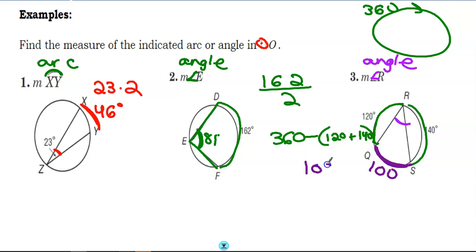So what's 100 divided by 2? So angle R is 50. So again, are you trying to find the arc? That's double the angle. If you already have the arc, divide it by 2. So are you timesing by 2 to make it bigger, to find the arc, or are you dividing by 2 to find the inscribed angle?